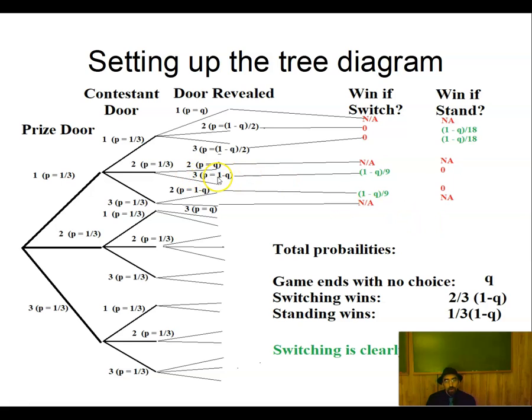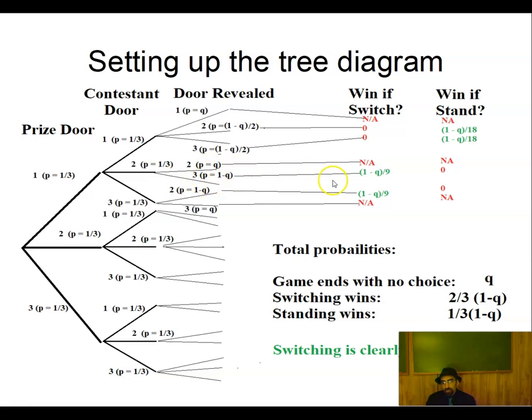Meanwhile, with probability 1 minus q, that remaining door would be open. So if the prize is behind door number 1 and the contestant chose door number 2, then the door revealed would be door 3 with probability 1 minus q. And the opposite if the contestant chose door number 3. Right? With probability 1 minus q, door number 2 would be revealed.